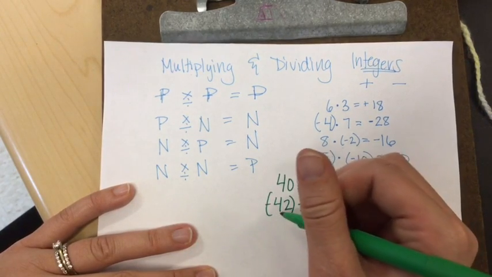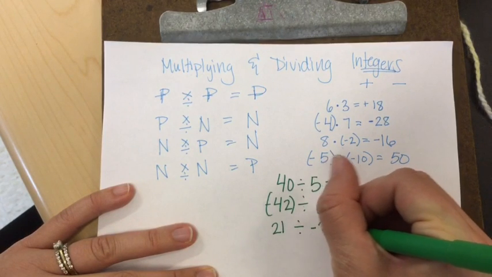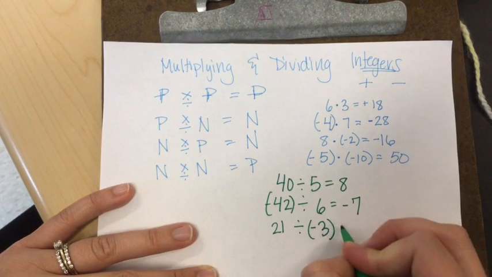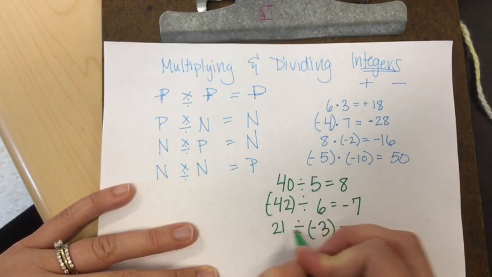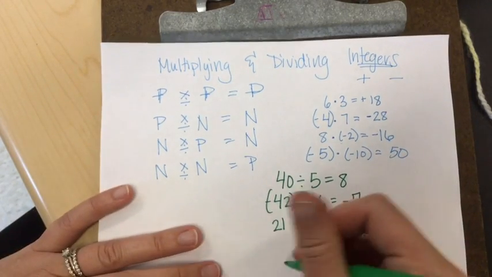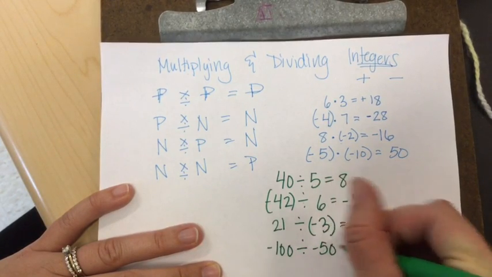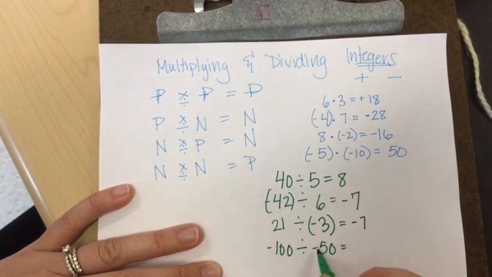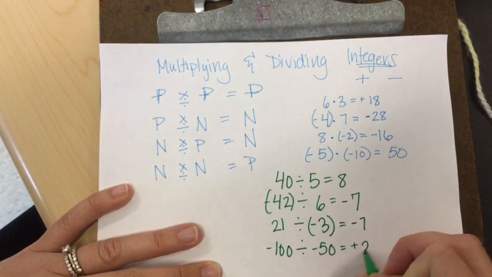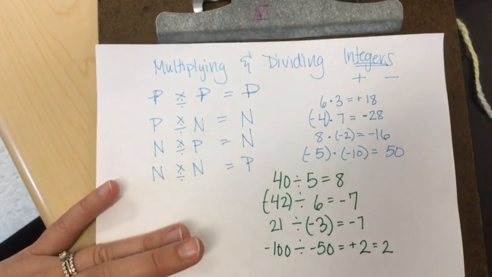If you have 21 divided by negative 3, 21 is positive divided by a negative. That's going to be a negative number there. 21 divided by 3 gives us 7. That also is negative 7. And negative 100 divided by negative 50, a negative divided by a negative is a positive number. 100 divided by 50 is 2. You can either write it as positive 2 or you can just simply write it as 2.